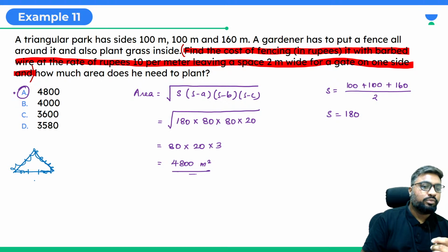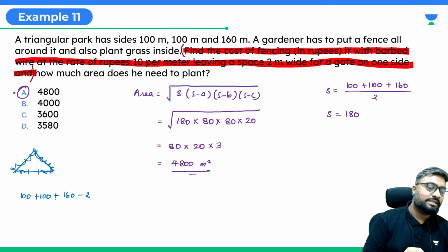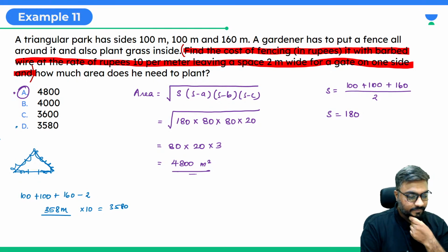So technically from the whole perimeter I have to leave 2 meters. So perimeter will be what? 100 plus 100 plus 160, 360. From this I need to remove 2 meters. Yes, so this is 360 minus 2, 358 meters. Cost of 1 meter is 10 rupees, so this will become 3580 rupees. If it was the other question, okay? Done?